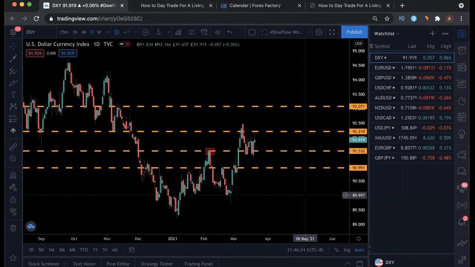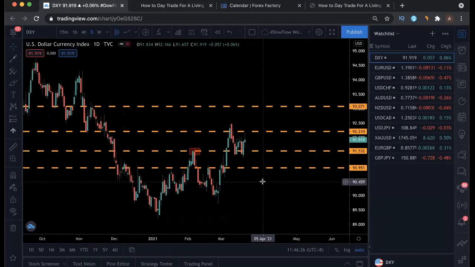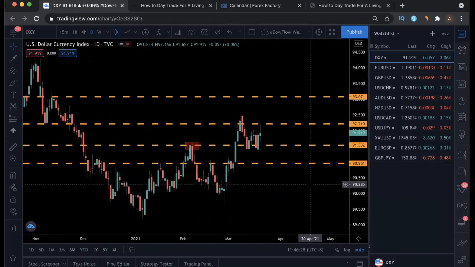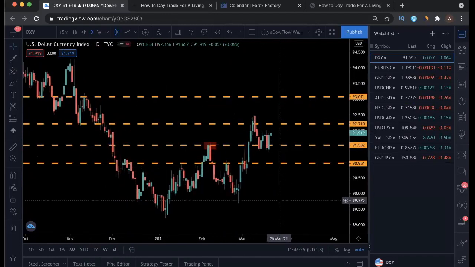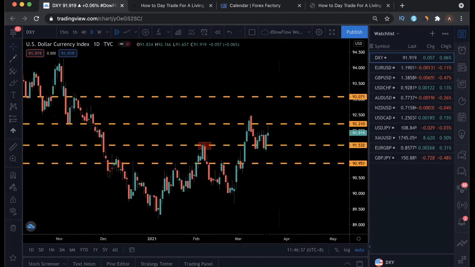With that being said, let's go into the DXY. I want to start off this analysis with DXY. DXY stands for the dollar index, and it tells us the direction of the dollar. Once you know the direction of the dollar, you know how to trade most of the major pairs such as the Aussie dollar, the pound dollar, the dollar franc.